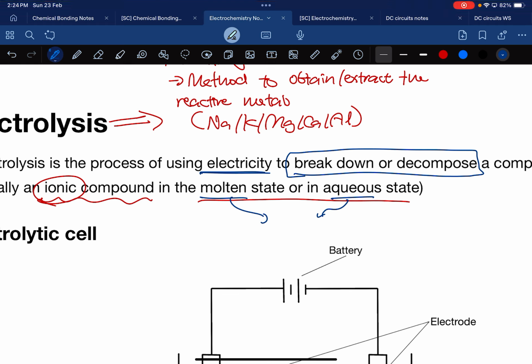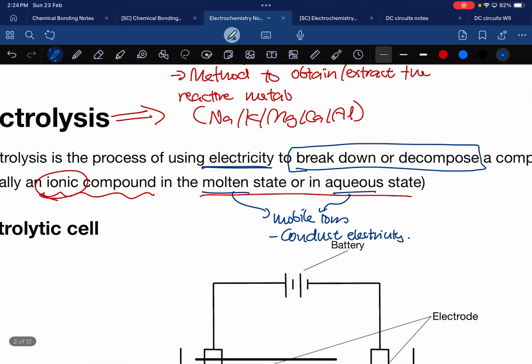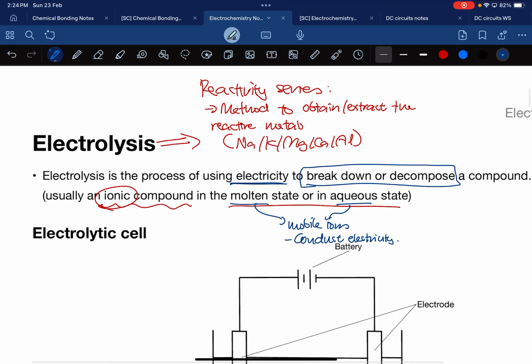Mobile ions, exactly. Alternatively, we can say I need to be able to conduct electricity. I need conductivity for your electrolysis process to happen. Have you guys done this topic before? Focus up. For your electrolysis process, we will rely on your mobile ions, because I need to be able to conduct electricity. How exactly does this happen?